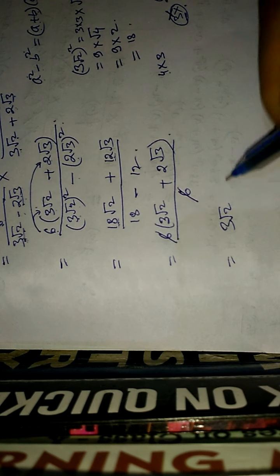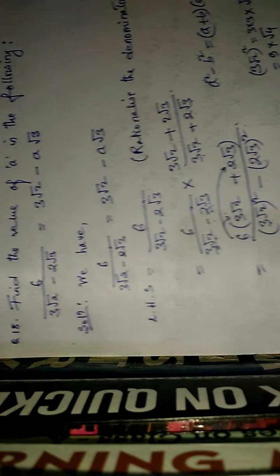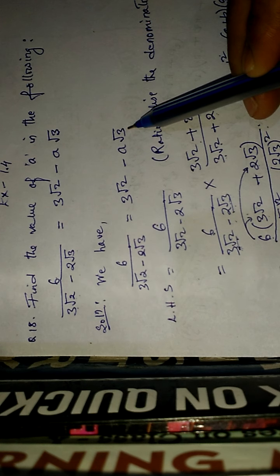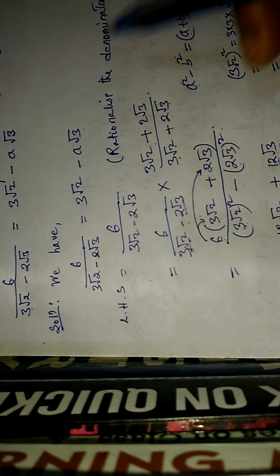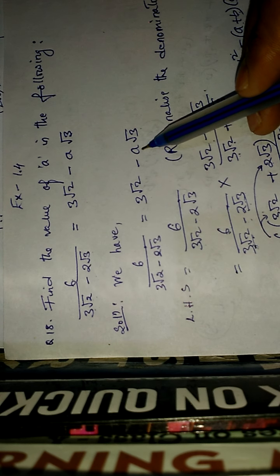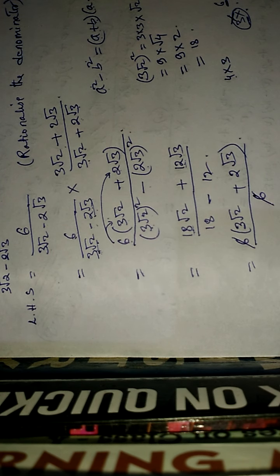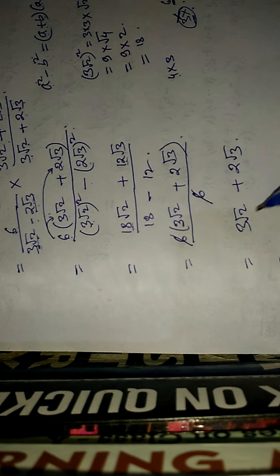See, initially we have 3 root 2 minus a root 3. Okay, 3 root 2 minus a root 3. That means we need this a value. Okay, a value we need here. So to get that a value, we can write like this: 3 root 2 minus 2 root 3.